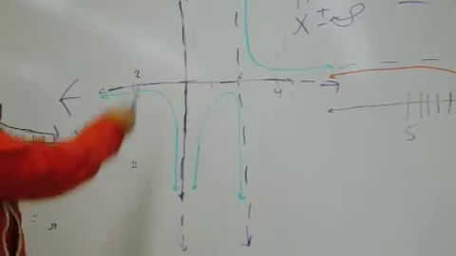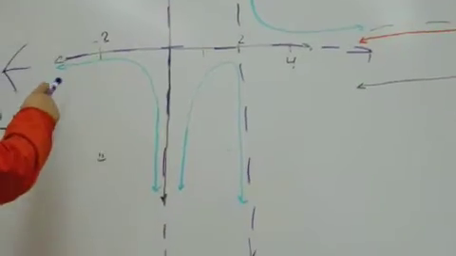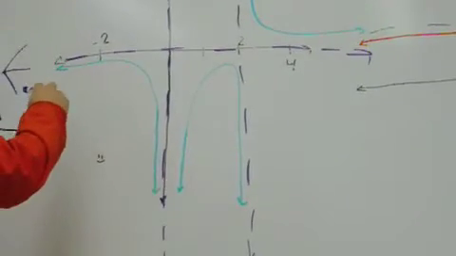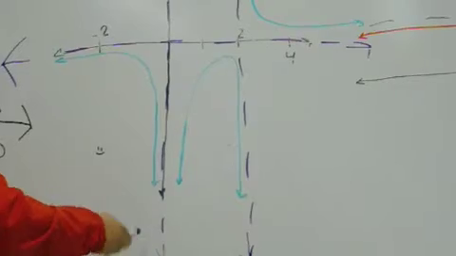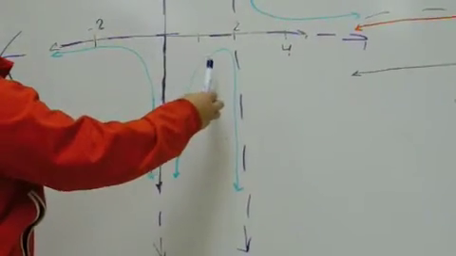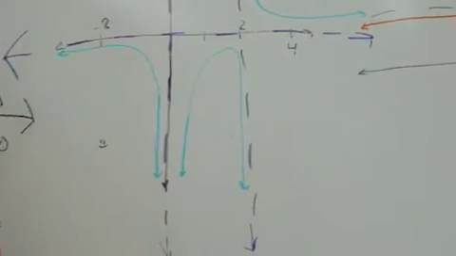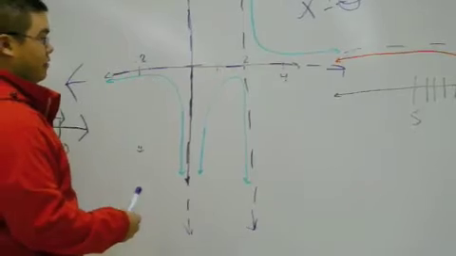Over here we have a vertical asymptote at x equals 0. The limit of f of x as x approaches 0 is going down to negative infinity, which is the left-hand limit. The right-hand limit is also negative infinity because the function is also approaching negative infinity. So therefore the limit does exist because the left-hand limit equals the right-hand limit.